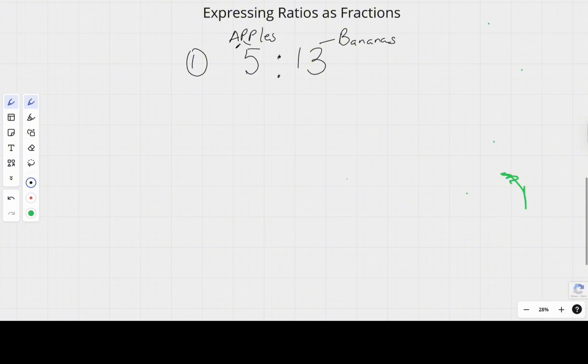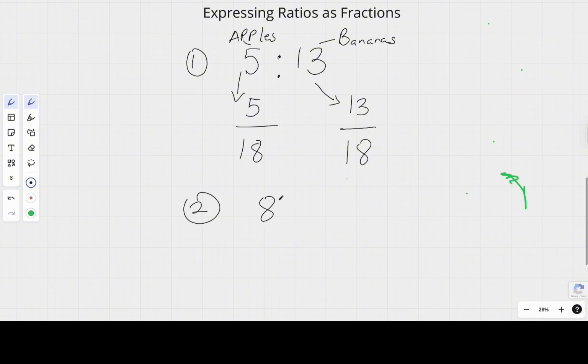So if you want to find the fraction of the ratio for apples, that will be the part of apples, which is 5 over the total. So the total, if you add 5 to 13, you get 18, and that is the fraction of the ratio for apple. And then same thing for bananas. If you want to write the ratio of bananas as a fraction, it's going to be 13 out of the total. Let's look at another example.